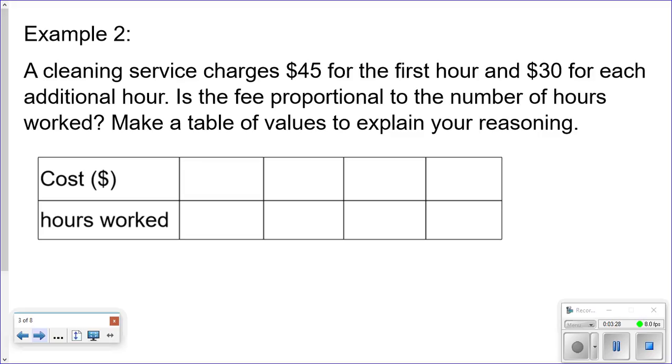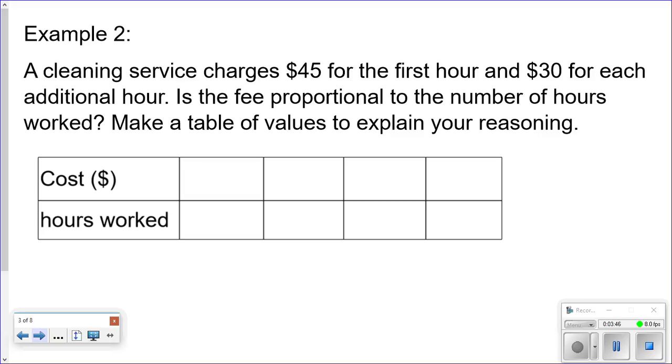All right, example 2. The cleaning service charges $45 for the first hour and $30 for each additional hour. Is the fee proportional to the number of hours worked? Make a table of values to explain your reasoning.